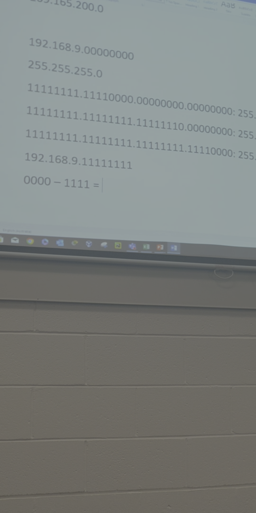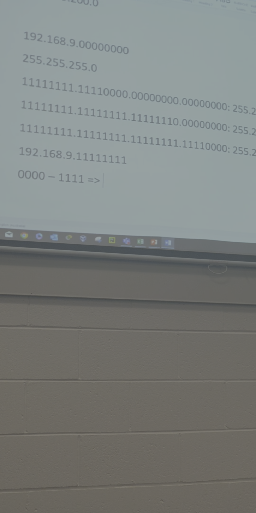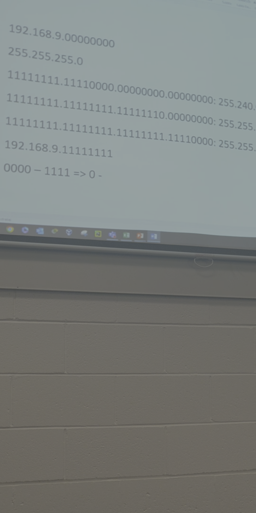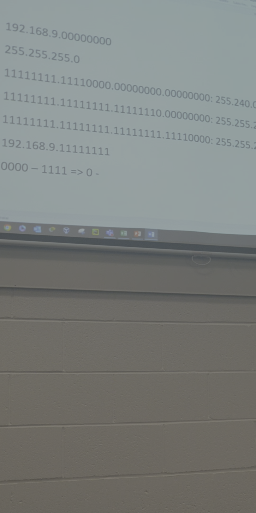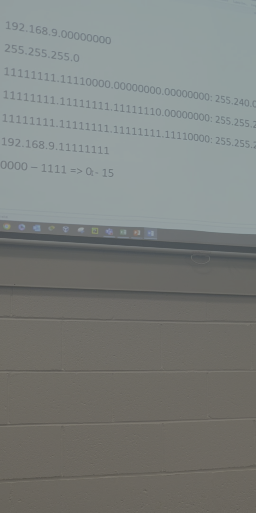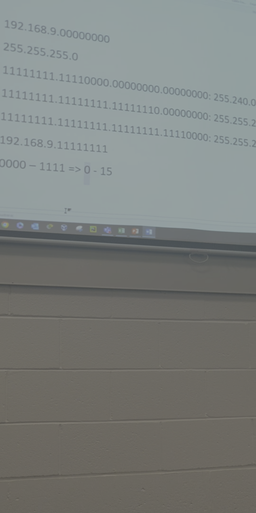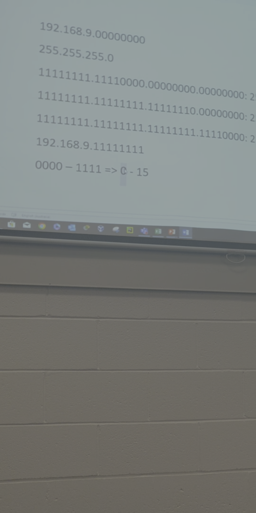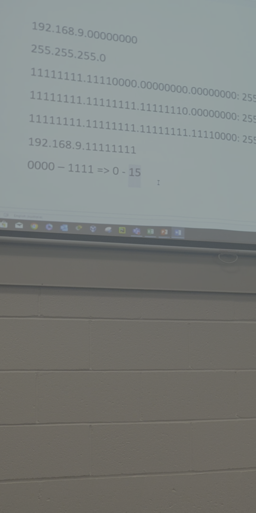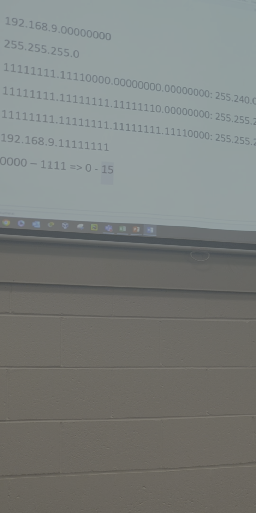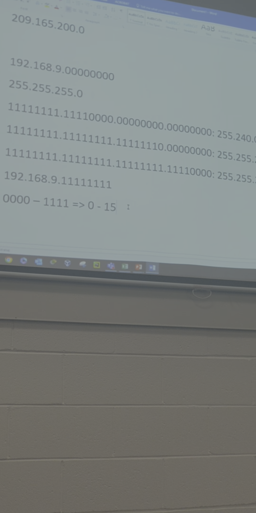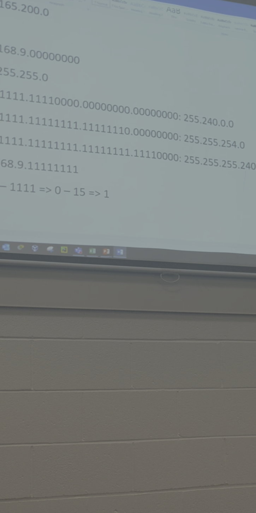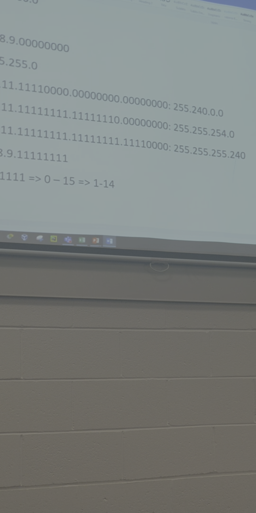And the equivalent of that is 0, 0, 0, 0, well that's still 0, and that's going to go up to 1, 1, 1, 1, which is 15. Now we can't use this one because this is all zeros in the host portion. So that's the network address, and we can't use this one because this is the broadcast address because it's all ones in the host portion. So what we can use is 1 to 14.